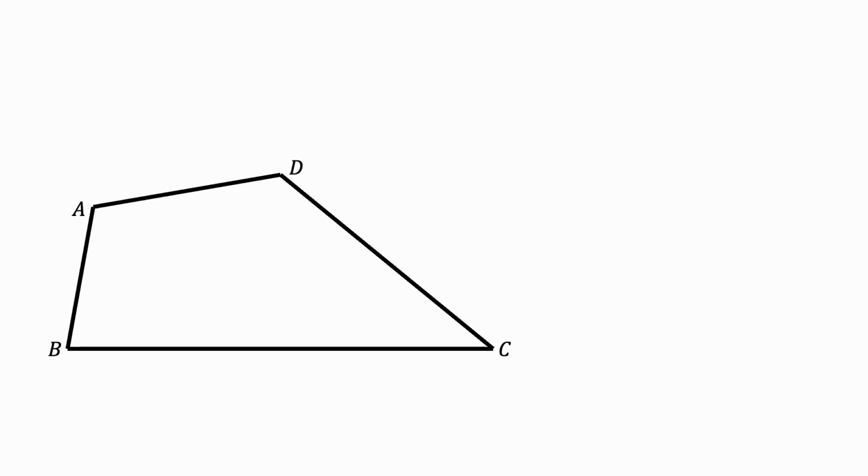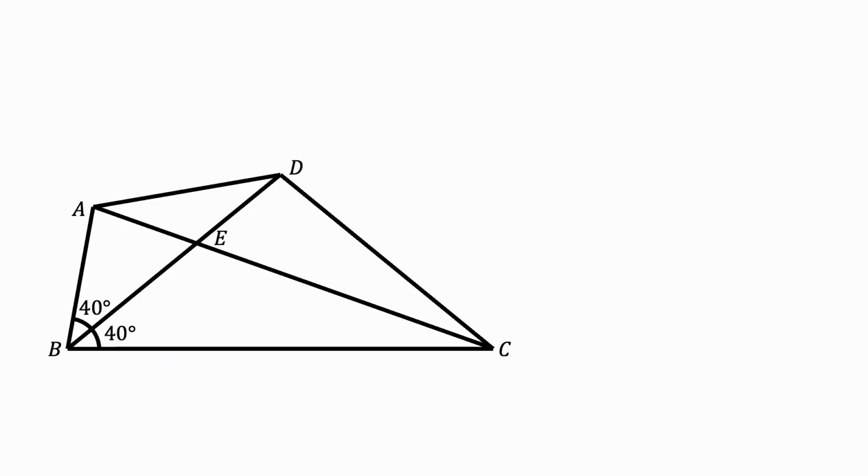In this video, we want to solve the following problem. Given quadrilateral ABCD, join A to C and B to D. Label the intersection of AC and BD as E. Given that angle ABD equals 40 degrees, angle DBC equals 40 degrees, angle BCA equals 20 degrees, angle ACD equals 20 degrees, and angle BDA equals x. The goal is to find x. And now for the solution.